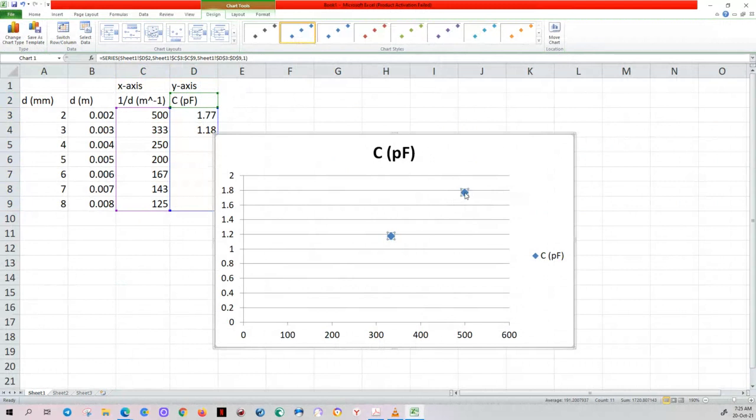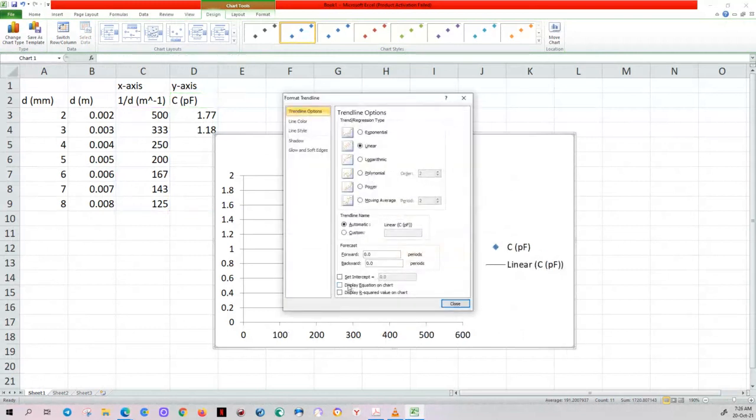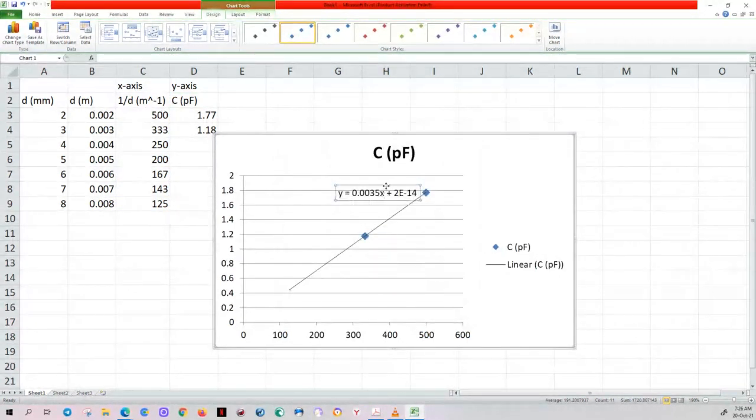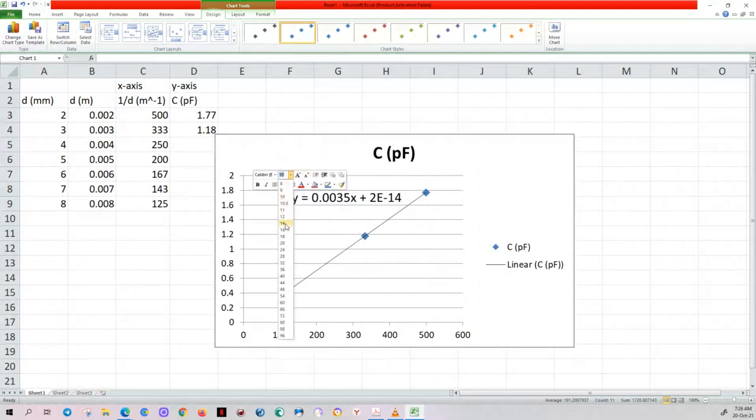And you will notice that the graph goes to 0 as well. What do you do here? Select the point, right-click, and then add trend line. Once you added the trend line, select Display Equation on Chart. And once you have the equation on chart, that is actually your slope. Let me increase the size of the text.